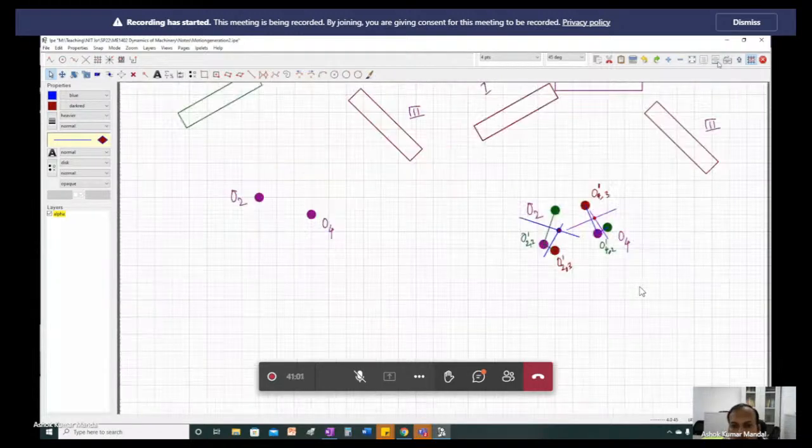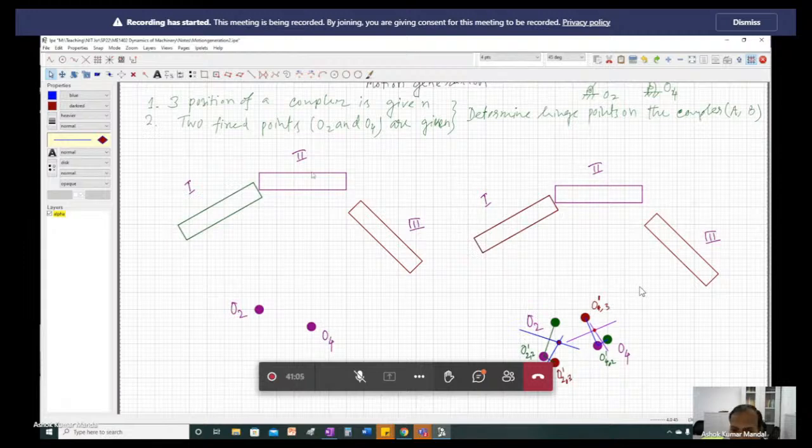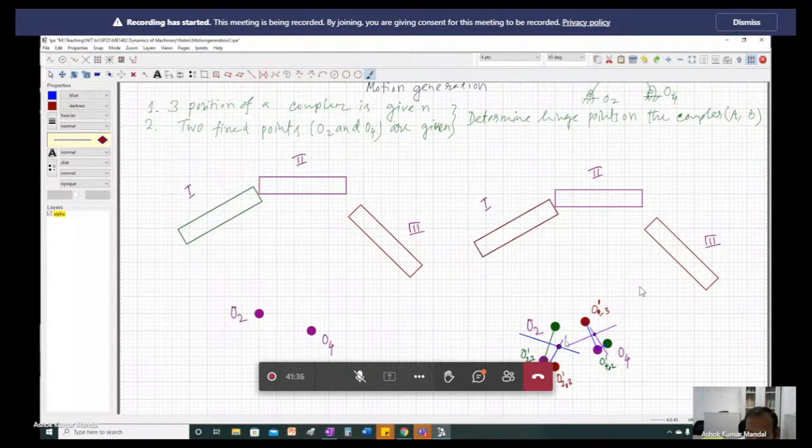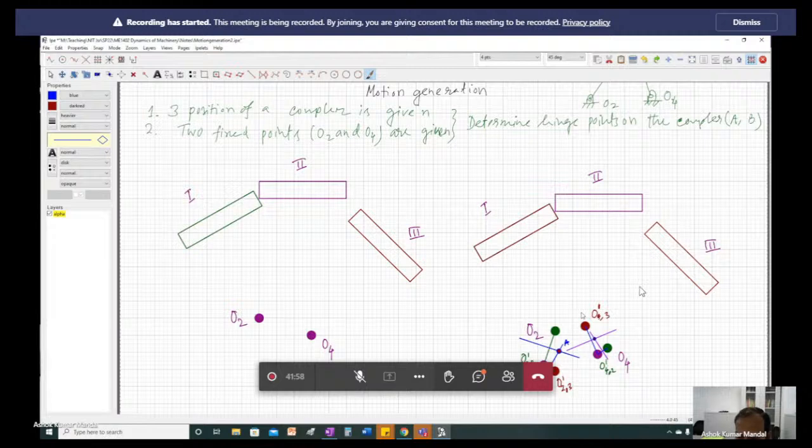Now coming back to our problem, we have started with this, and then for the inverted motion of O2 and O4 with respect to position 1, for positions 2 and 3, we have obtained these, and then we have drawn the perpendicular bisectors which give us the points A and B. This is the point which is A, and this is the point which is B.